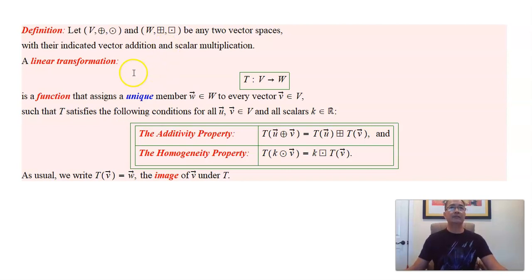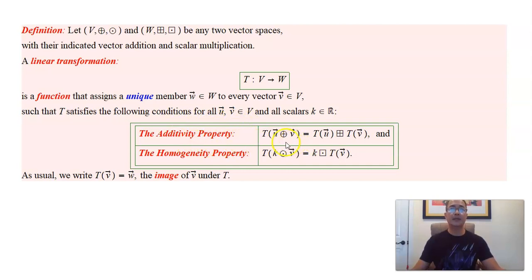So a linear transformation, again written as T from V to W, is a function that assigns a unique member w from capital W to every vector v in capital V. So as usual, we call V the domain and W the codomain of our transformation. We want T to satisfy these 2 conditions.